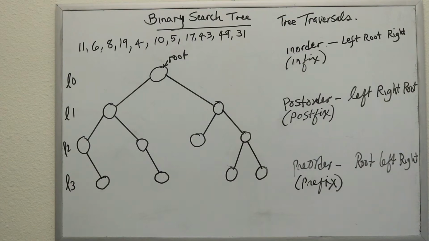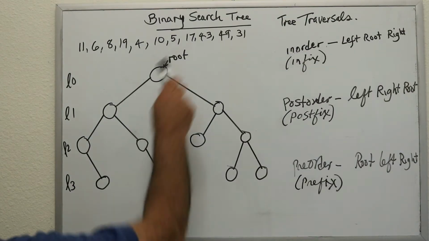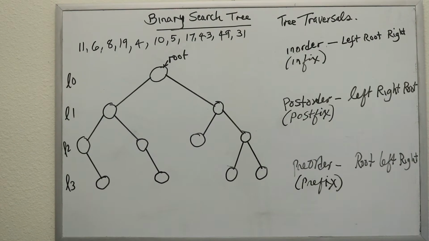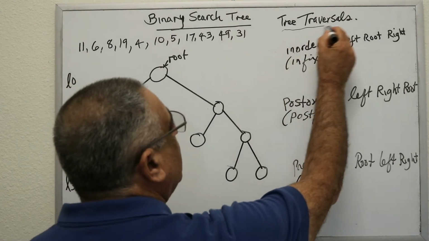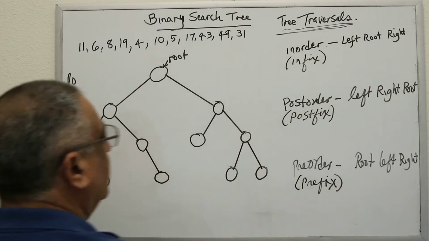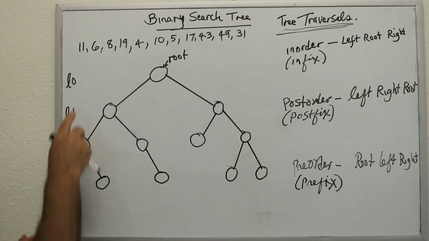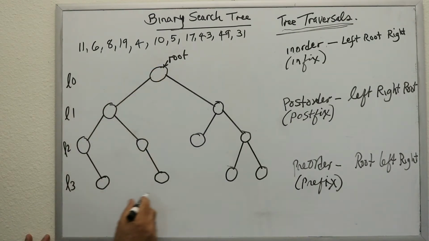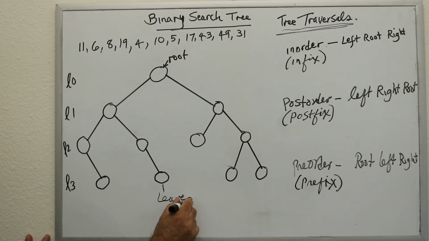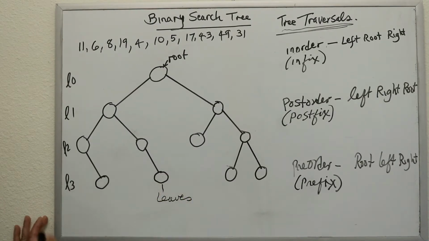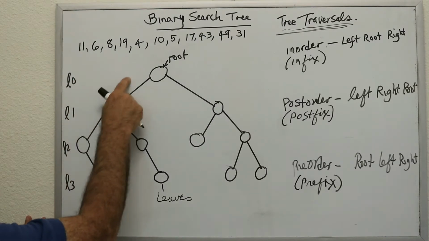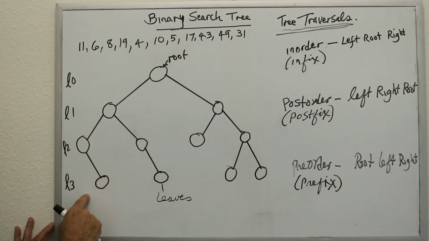So this lecture is on the binary search tree. My goal is to build a binary search tree and basically do what's known as a tree traversal. Now, the way the binary search tree works, this is a root and the bottom here are known as leaves. So this is a leaf or leaves. And these are the levels, level 0, level 1, level 2, level 3.